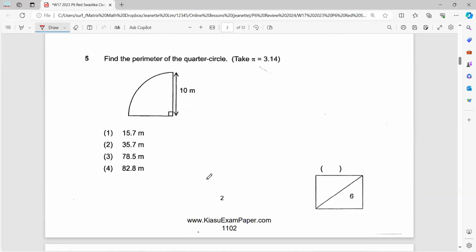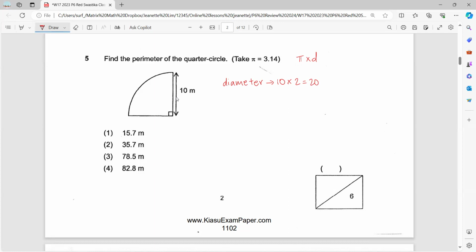For number 5, find the perimeter of the quarter circle. Now take note for this type of diagram, right? One common error is students may forget to add the straight lines at the end. Okay, so don't forget the formula for circumference. We're using circumference of a circle, pi times diameter. So we need to know what's the diameter. 10 meters is the radius, so 10 times 2. Okay, so use 20 meters as the diameter.